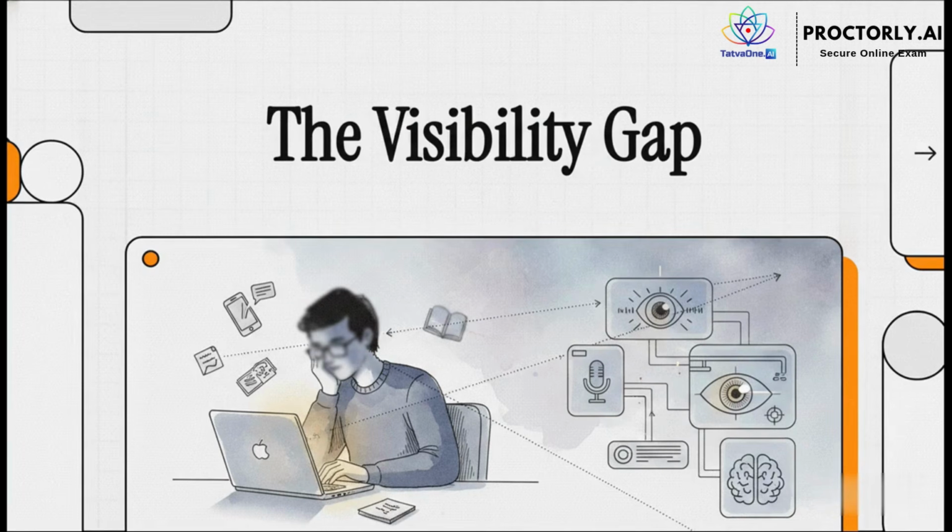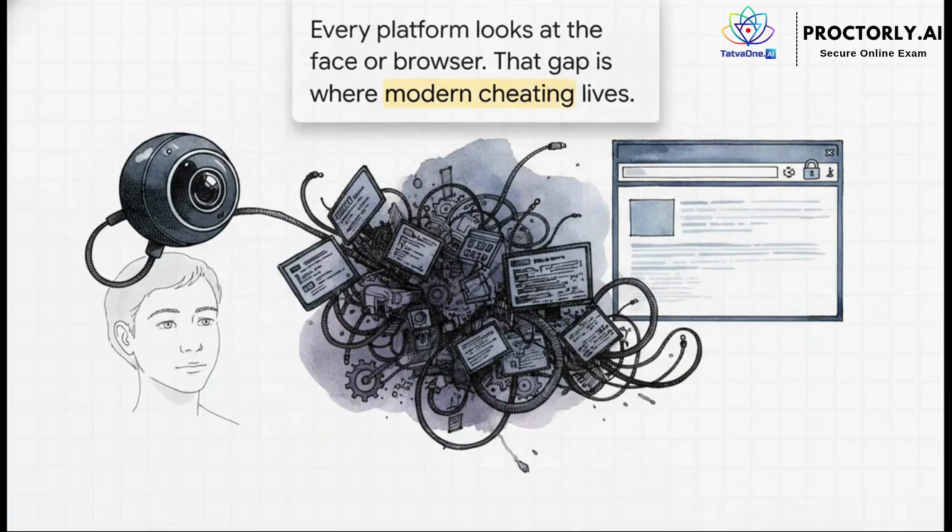Okay, let's dive right into this because this quote completely changes how we need to think about academic integrity. Look, for the last decade, every major online proctoring platform has basically focused on just two things: staring at the student's face with a webcam or locking down the student's web browser. But there is a massive gap between the face and the browser, and that blind spot is exactly where modern, highly sophisticated cheating has set up camp.